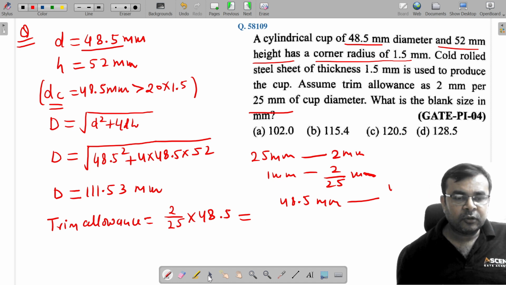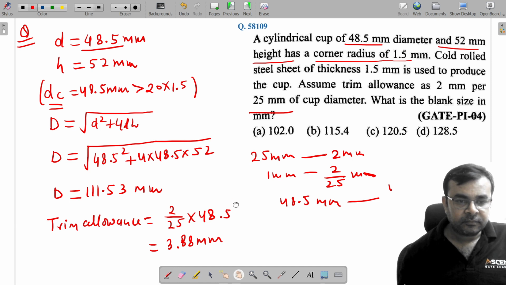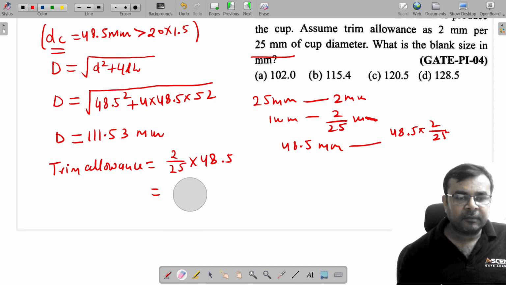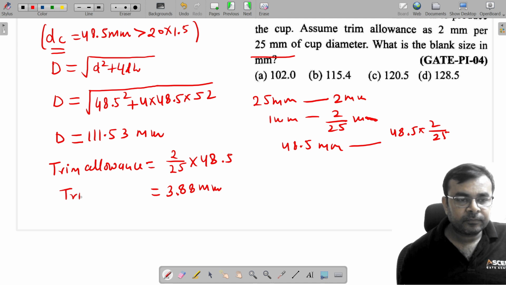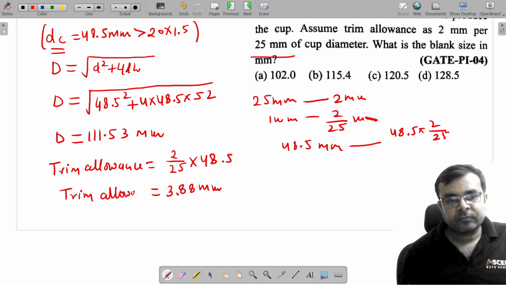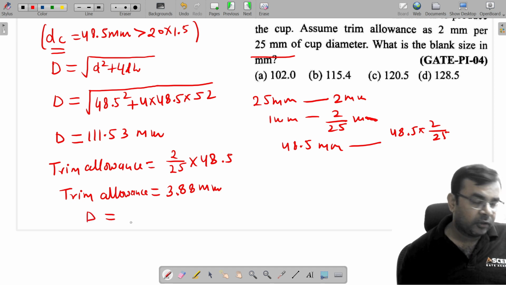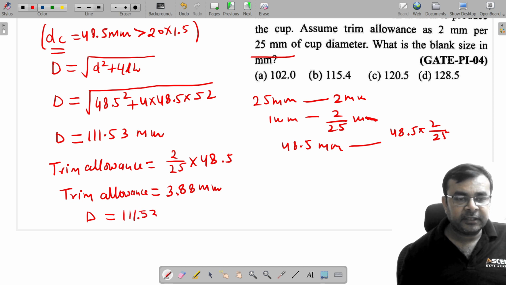Yes or no? So when you calculate this value, we get 3.88 mm. This is the trim allowance. Trim allowance means this much amount of material we need to trim for getting the desired surface finish. Correct? So the total blank size is equal to 111.53 plus the trim allowance, that is 3.88.